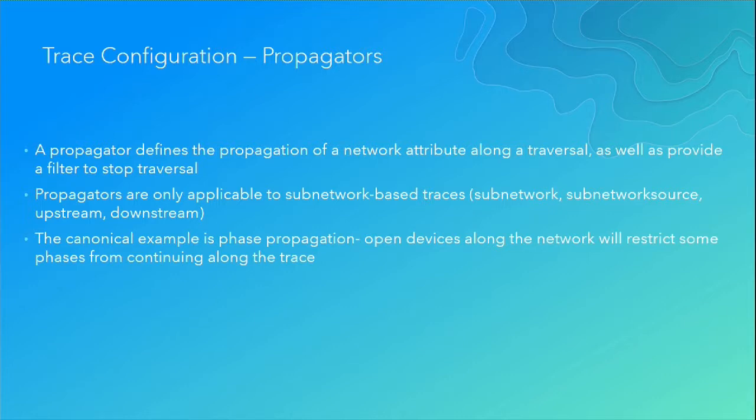So they only work with subnetwork-based traces. Some examples of this would be phase propagation or voltage or pressure. So if you start at a high pressure pipe, as you go down the system, you're going to get to lower and lower pressure areas. So what you can do is you can do things like at a pressure regulator, you can say what the pressure will be downstream, and then that value will be propagated downstream.